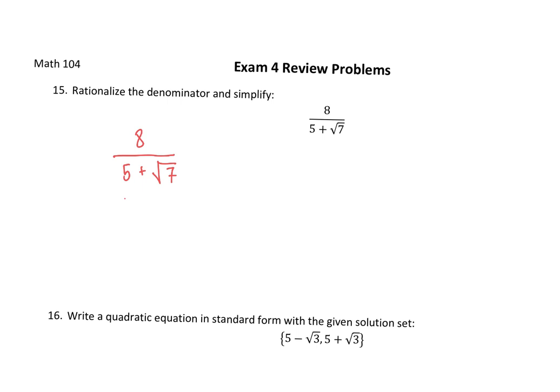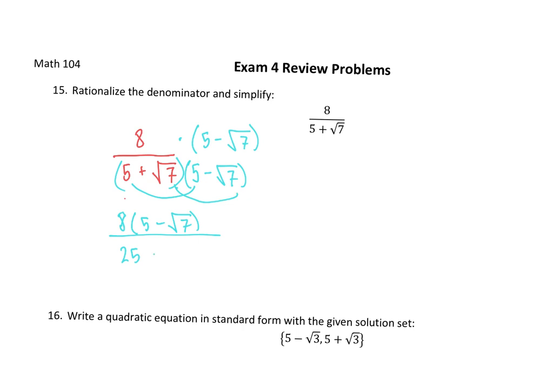So we need to multiply the top and bottom by the conjugate of the denominator. The conjugate of the denominator takes the numbers and the sign in between them is changed. Nothing else, just the sign in between them. So if I do that, I'm actually not going to distribute the 8 through yet. I do want to FOIL here, so 5 times 5 is 25. Square root of 7 times the square root of 7 is 7.